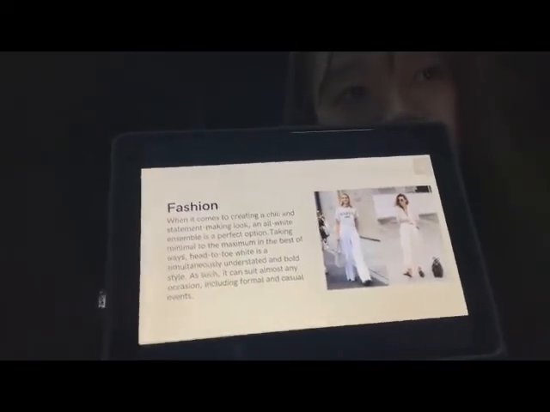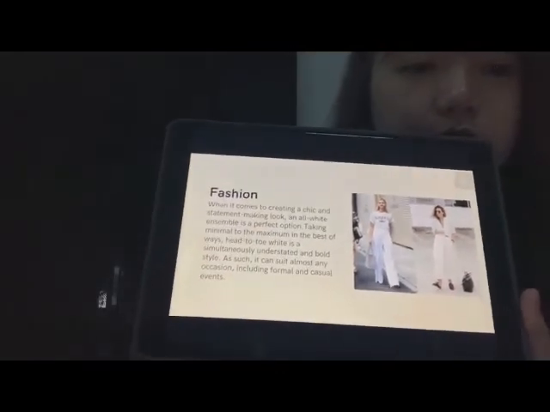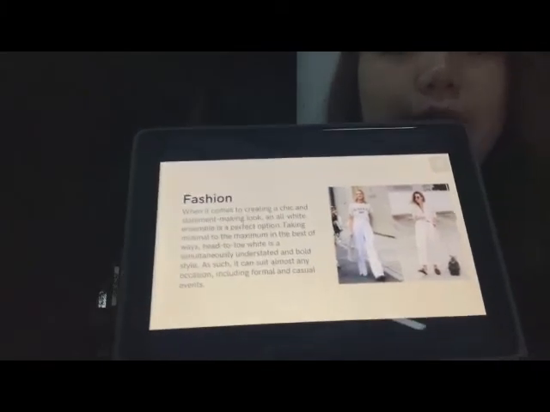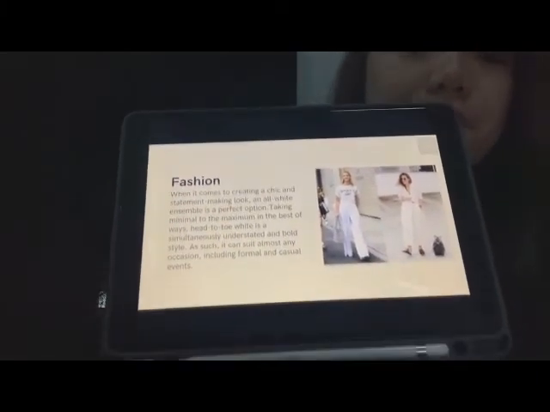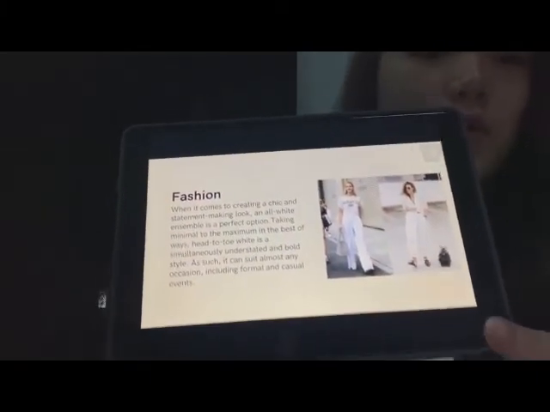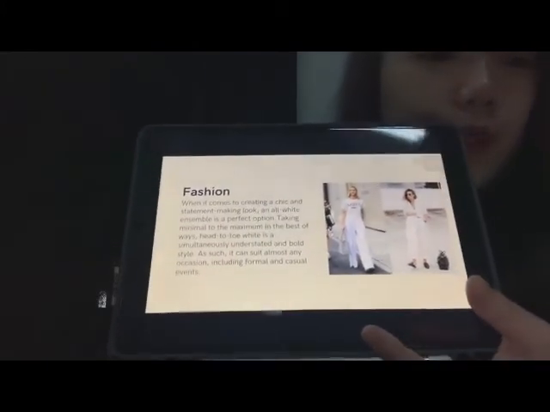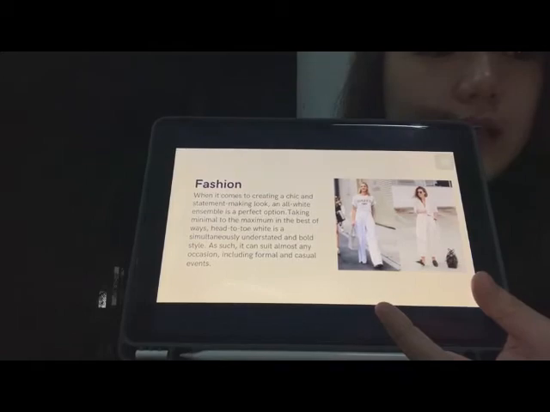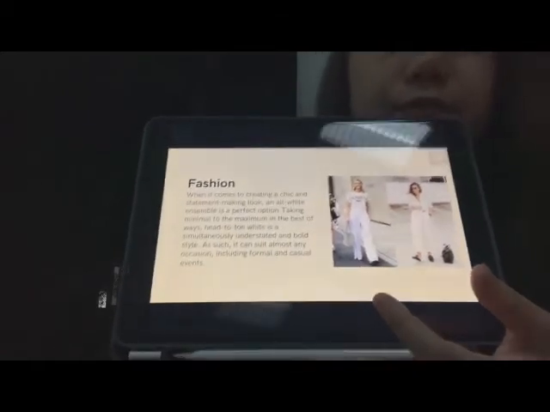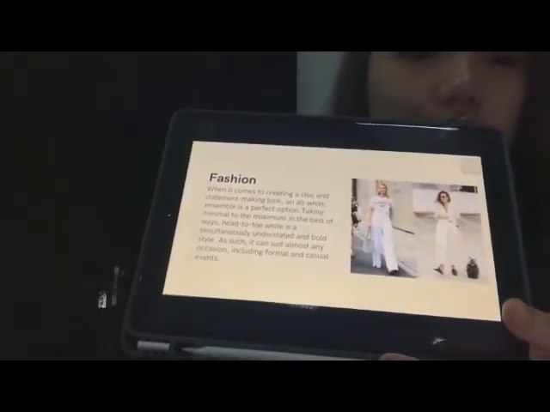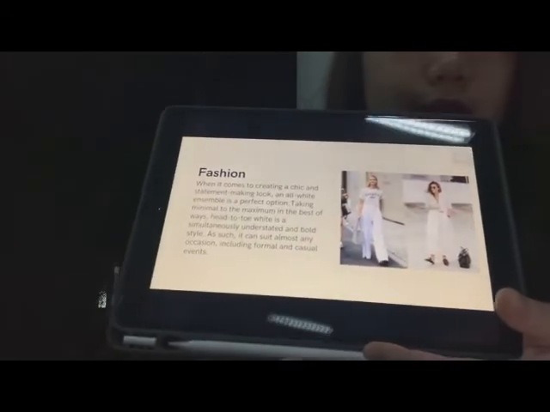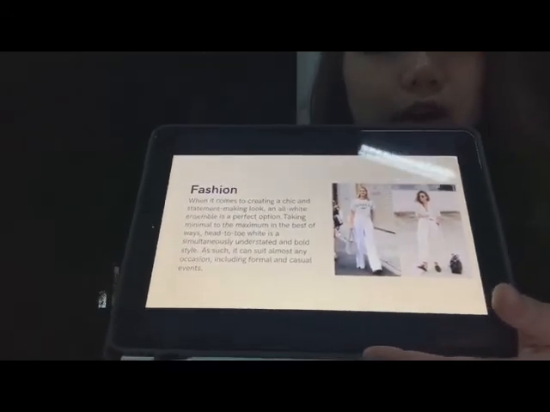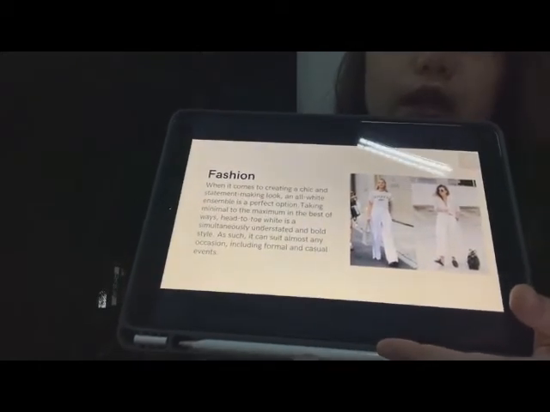White is a basic color and easy to wear. It can match with any color and still look good. A white ensemble is a perfect option, taking a minimal look to the maximum in the best way. Head to toe white is simultaneously an understated and bold style. As such, it can suit almost any occasion, including formal and casual events.